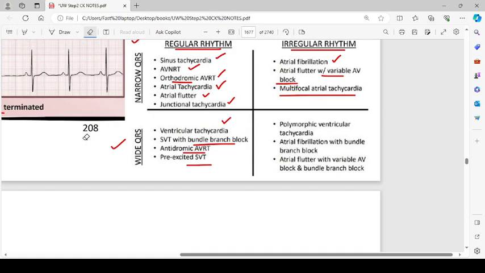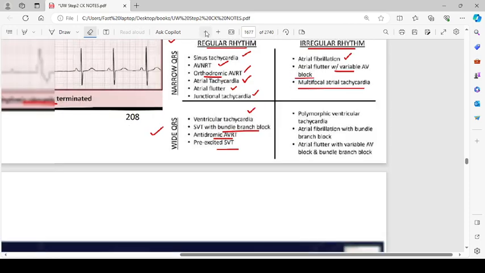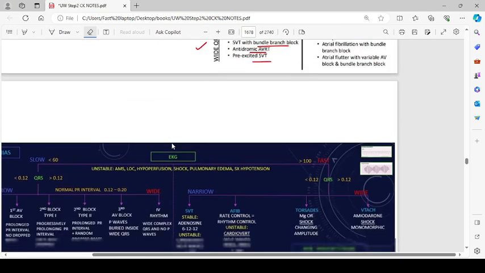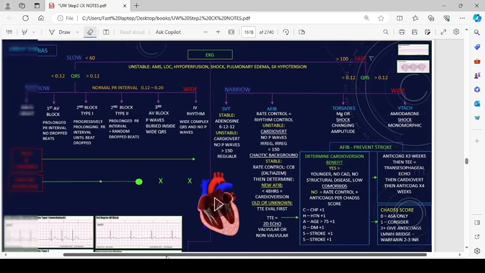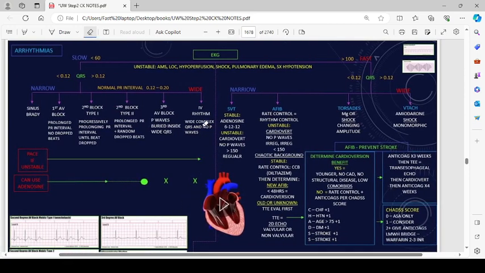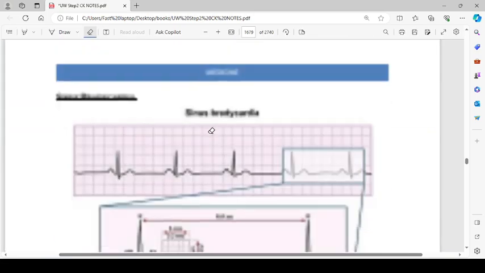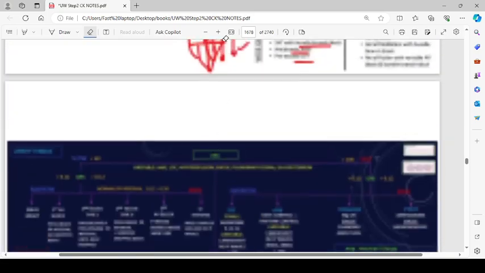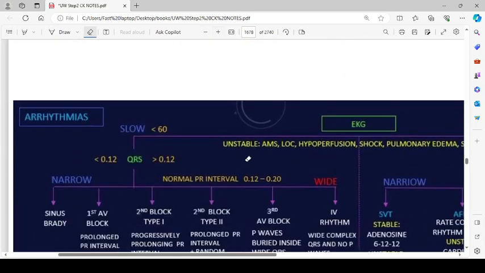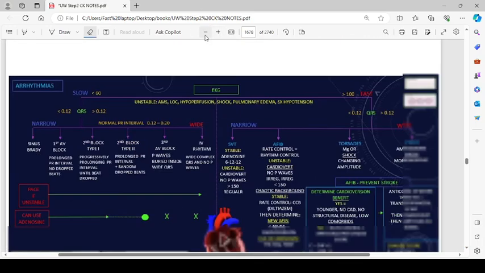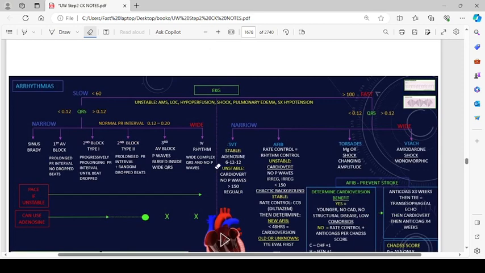Moving forward, now here you can see that there are certain EKG changes which are highlighted in this graph. Okay, so let's read them. I think I should zoom it out. I hope it is visible.